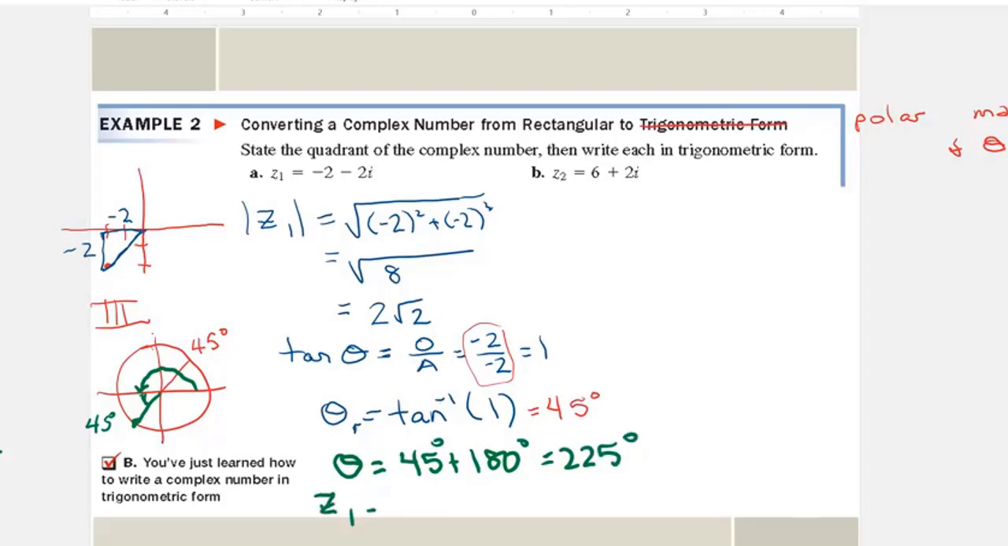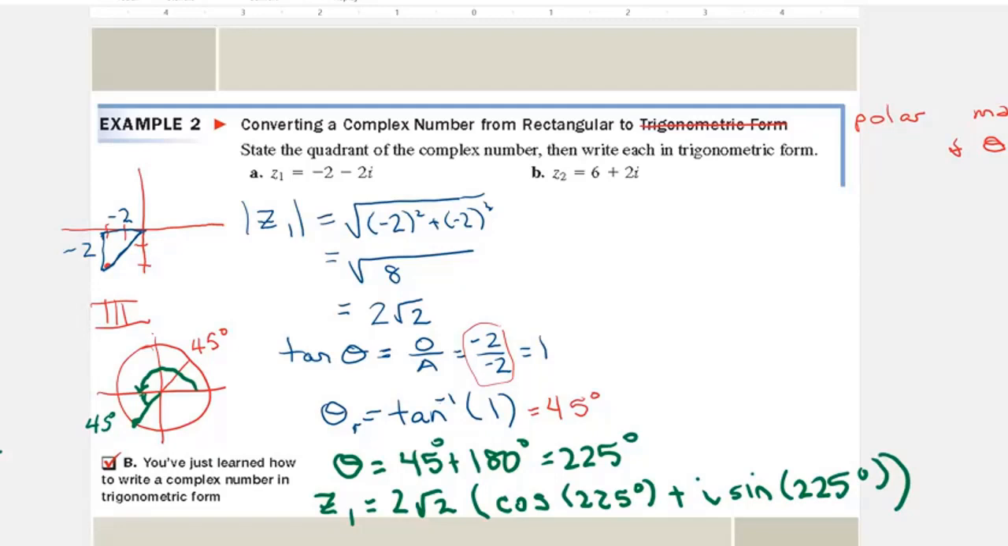Z1 is equal to our magnitude, which is our R, 2 times the square root of 2, times the cosine of 225 degrees, plus i sine of 225 degrees. And that's basically the form that we're looking for.